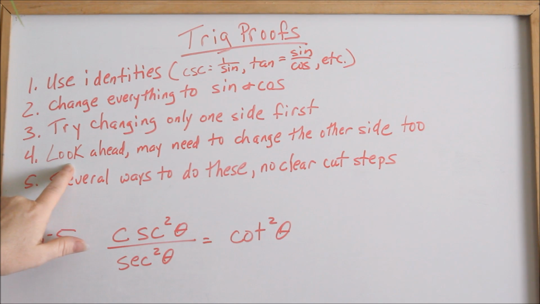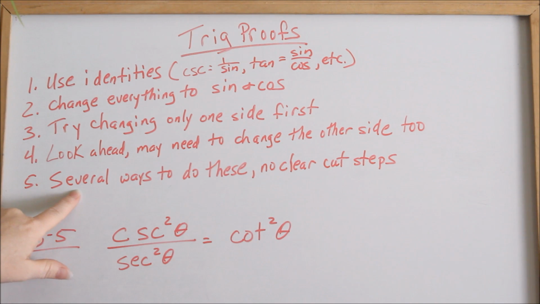If you've ever played chess or checkers, you have to think ahead in chess. Doing trig proofs is the same way. You have to ask yourself, if I do this step, what's going to happen? Or if I try this other step, what's going to happen? The last thing to say is that there are several ways to do these proofs. There's no clear-cut steps to follow. There are several different ways to do it. So you might come up with a way to prove that this is equal to this that's different from the book or different from the person sitting next to you, and that's okay.